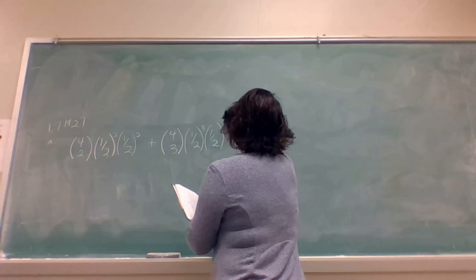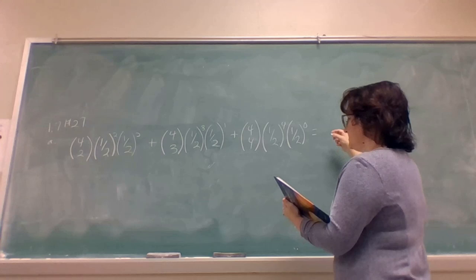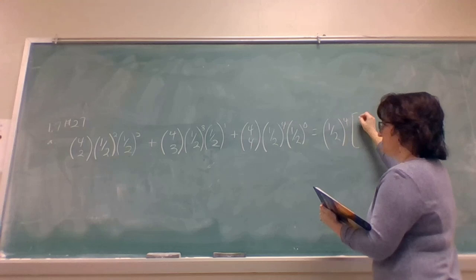So that's 1/2 to the 4th times 1/2 to the 0, which is the same thing as, well, if this is 1/2 to the 4th, 1/2 to the 4th, 1/2 to the 4th. So you could say that's 1/2 to the 4th times 4 choose 2.